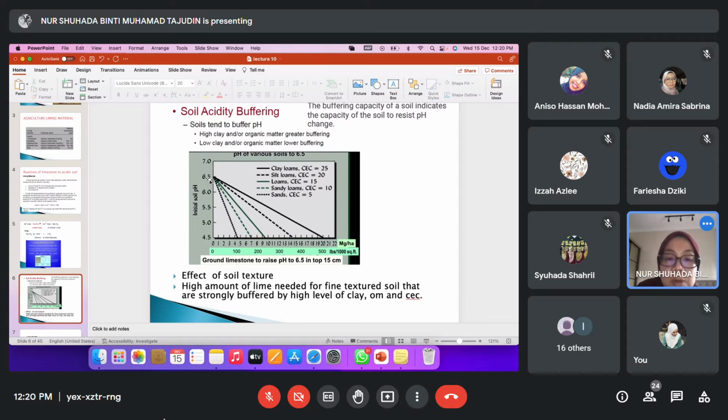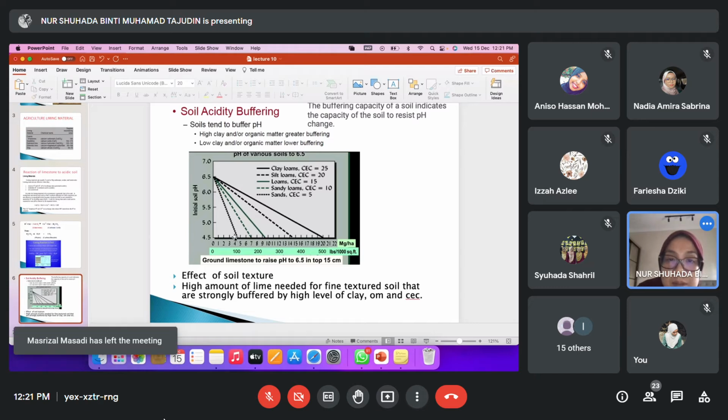Okay, dia ada beberapa jenis tanah. Saya compare yang paling rendah dengan paling tinggi. So this is sand. And this is what we call clay. Clay kat sini CEC dia 25. Sand dekat sini CEC dia 5. If you see here, the pH are the same, but sand requires only a small amount of limestone to increase its pH to 7.